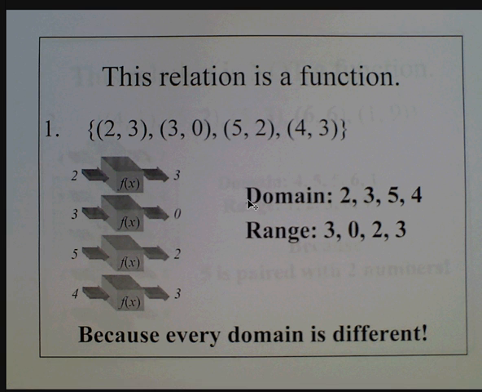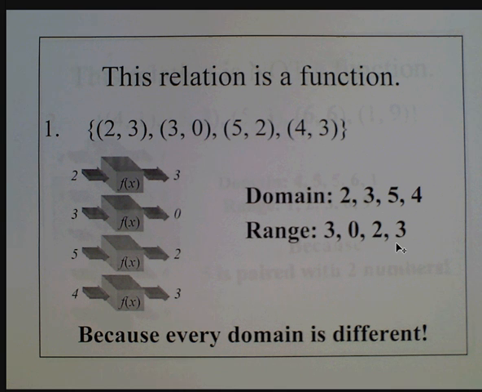The domain of this relation is all my x values, 2, 3, 5, and 4, coming from x, or looking at this column, 2, 3, 5, 4. The range are all the y values, 3, 0, 2, and 3. Here they are listed again. So here is my range.